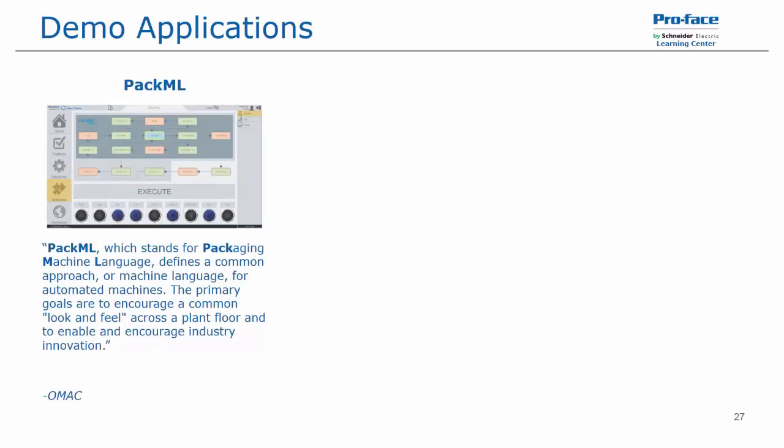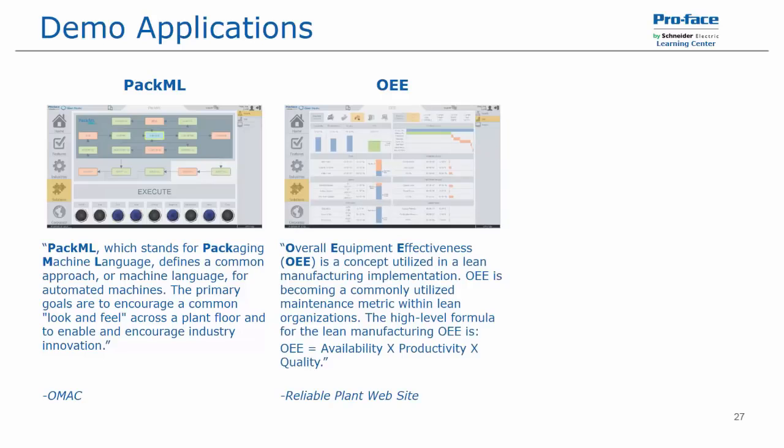We have several demo applications available on our site for download. One of them is for PackML, which stands for Packaging Machine Language, and this defines a common approach or machine language for automated machines. This is a very good application that walks you through how that works, most of the processes or procedures that are used. We have an OEE, which stands for Overall Equipment Effectiveness. This is a concept utilized in lean manufacturing. Essentially what it does is it generates and tracks several metrics that tell you how well your manufacturing process or your equipment is operating.